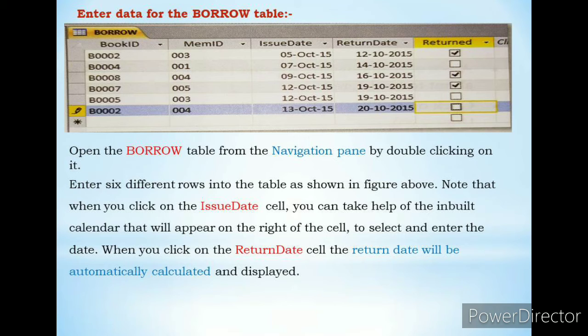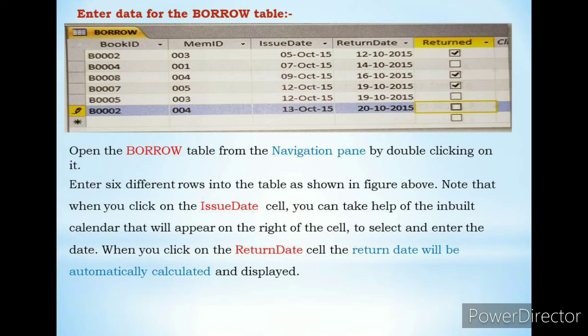Open the borrow table from the navigation pane by double clicking on it. Enter 6 different rows into the table as shown in the figure above. Note that when you click on the issue date cell, you can take help of the inbuilt calendar that will appear on the right of the cell, to select and enter the date.